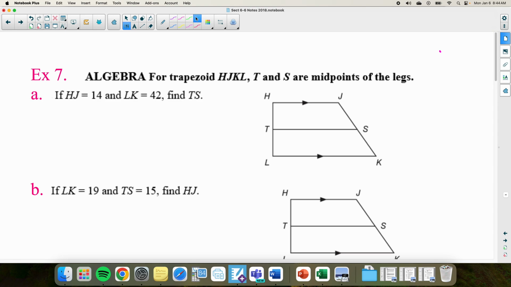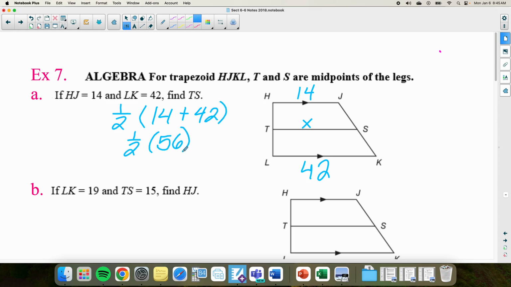So now let's look here. In this one, they kind of combine the two ways just to make sure you know how to do the different types. So here they tell you this is 14 and LK is 42, and you want to find that. That's the first way we learned, and how we did that is we took 1/2 times 14 plus 42, which is half of 56, which is 28. So when they give you the two bases, that's like taking the average of the top and the bottom.